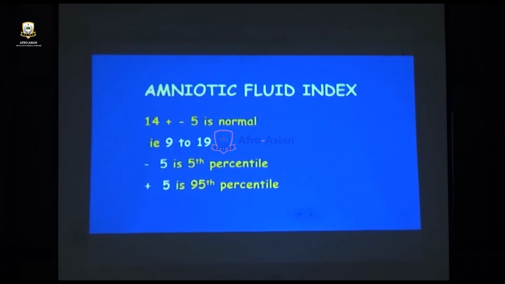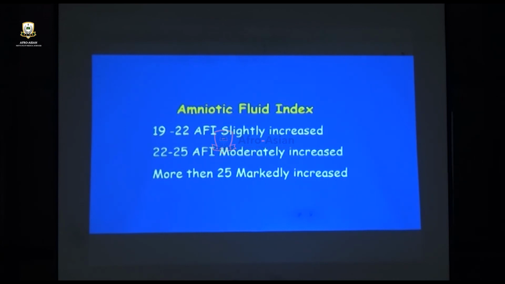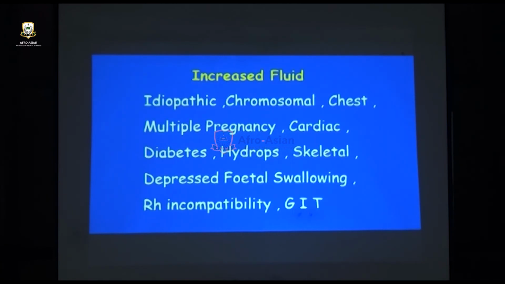So amniotic fluid is 14 plus minus 5. Minus 5 is 5th percentile, and plus 5 is 95th percentile. So 9 to 19 is normal. Minus 3, slightly decreased, moderately decreased, and markedly decreased. And slightly plus 3, slightly increased, moderately increased. And I'm not going into the details.